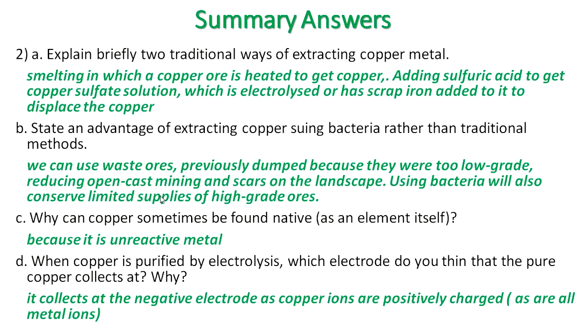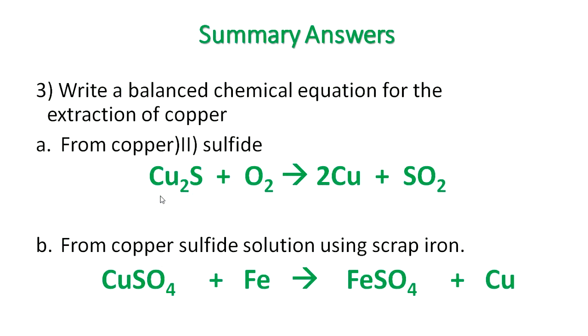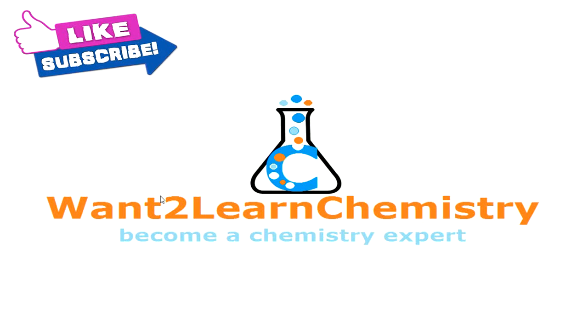So, you need to remember three main processes of extracting copper. First is smelting, second is phytomining, and third is bioleaching. Evaluate and contrast the pros and cons of smelting versus phytomining and bioleaching. Now let's go over some of the pros and cons.